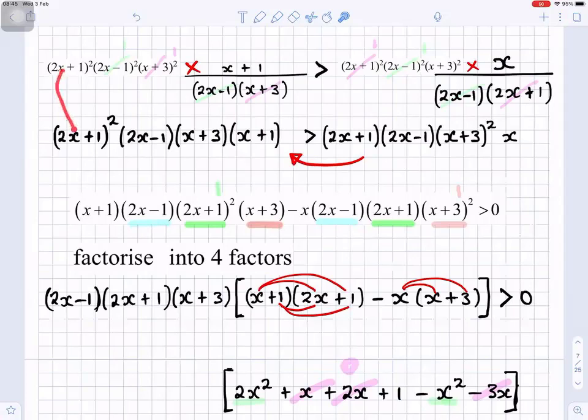(2x plus 1) squared, (2x minus 1), one of the (x plus 3), and then this (x plus 1). And your greater than sign stays the same. And on this side, you're left with 2x plus 1, 2x minus 1, (x plus 3) squared, and x in the numerator.